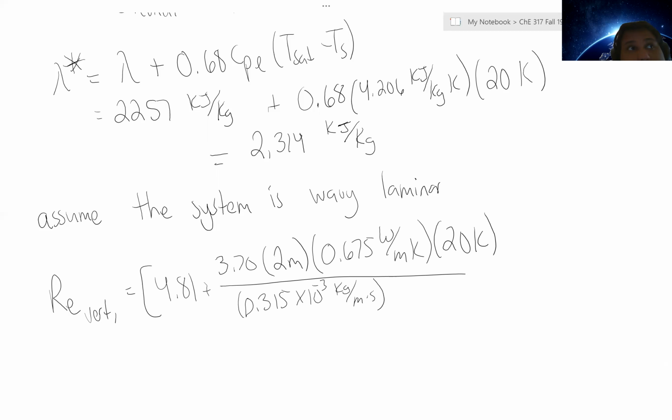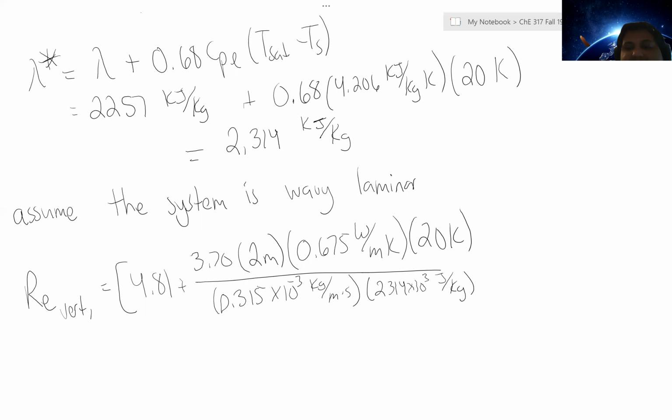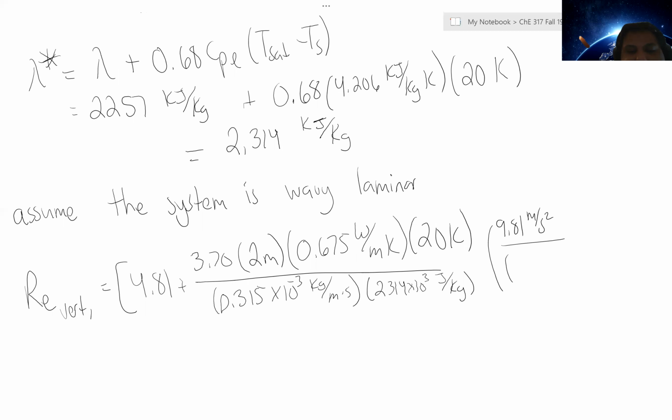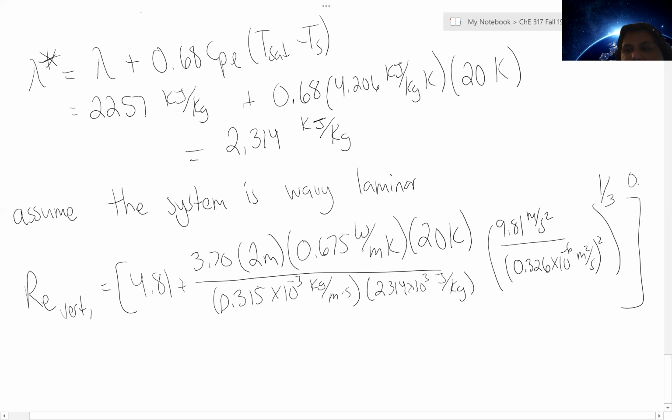times the modified latent heat of vaporization, or 2314 times 10 to the third joules, because I need it all in the right kind of units per kilogram. And this is going to be times that g over kinematic viscosity term, or 9.81 meters per second squared, divided by our kinematic viscosity of 0.326 times 10 to the minus 6 meters squared per second, squared, to the 1/3, all to the 0.82 power.